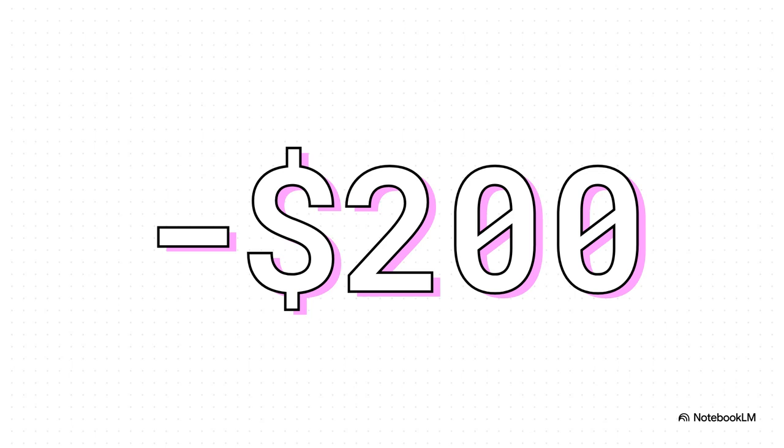So let's make it real. Say you were supposed to have completed $1,000 worth of work by Friday, but you only got $800 worth of it done. Your schedule variance is negative $200. That number isn't just some random figure. It's a concrete measure. You are $200 worth of work behind schedule.